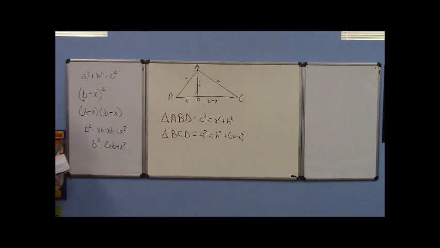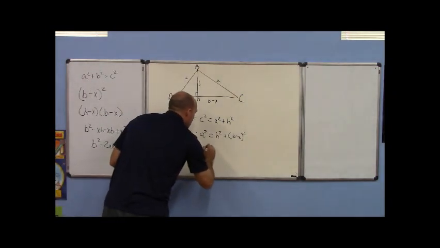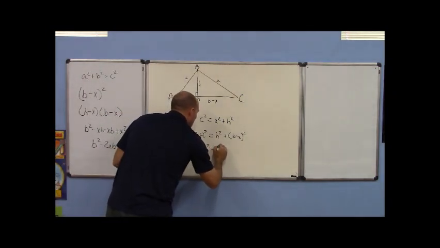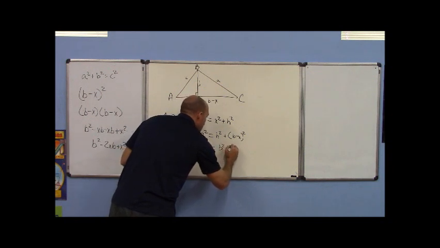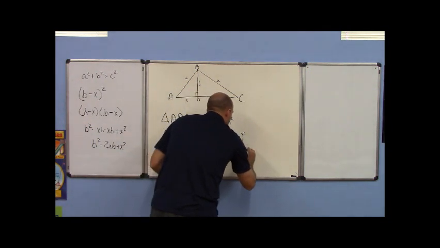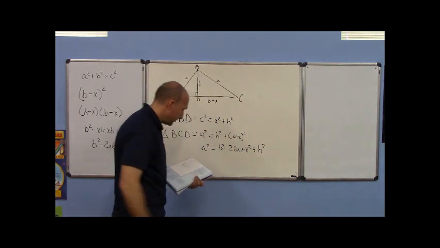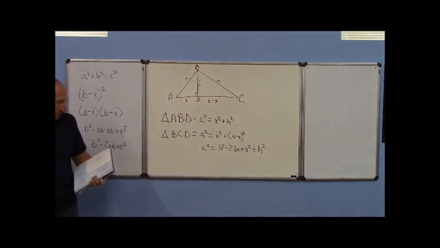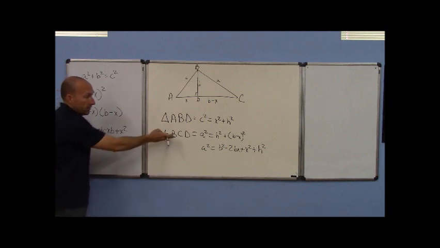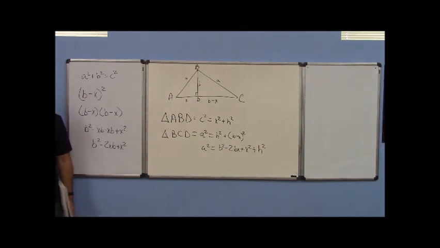So, what that means is we will have a squared equals b squared minus 2bx plus x squared plus h squared. Okay? Do we see how we got from here to here? Okay, good.